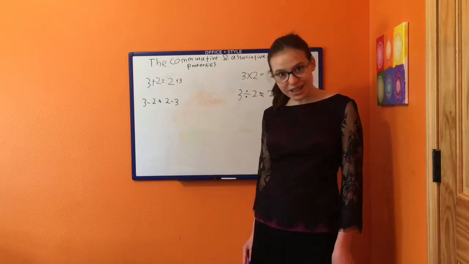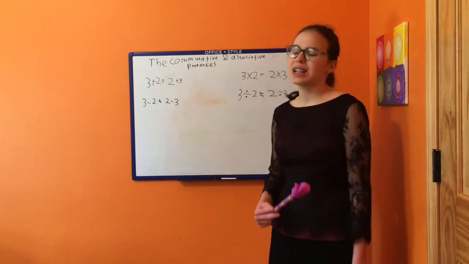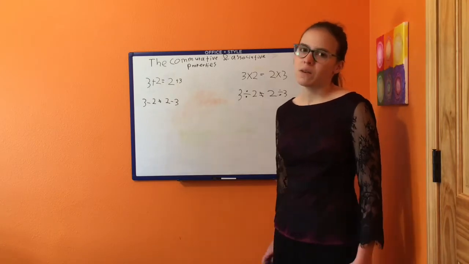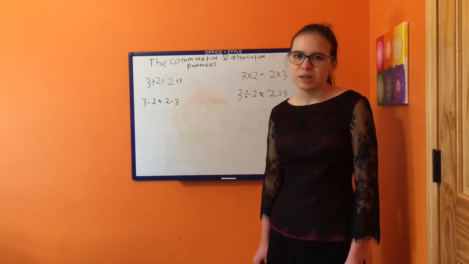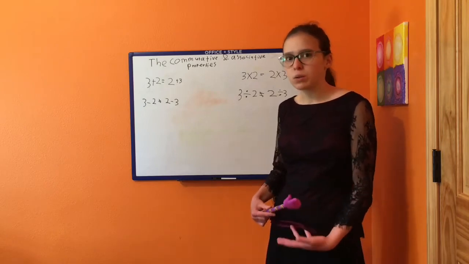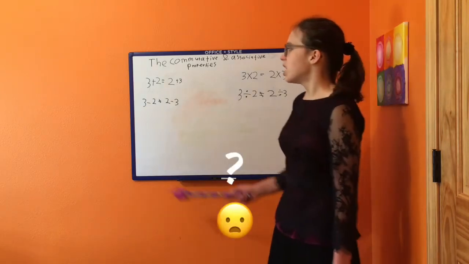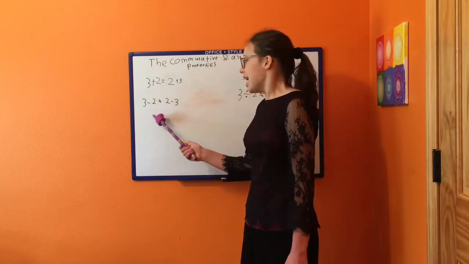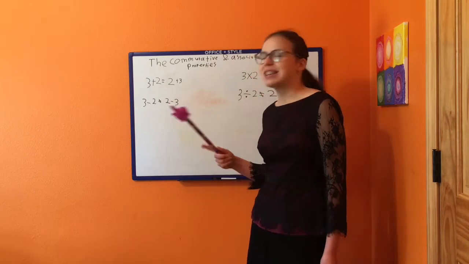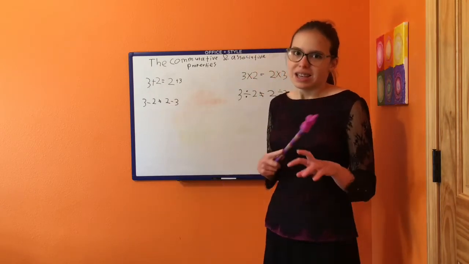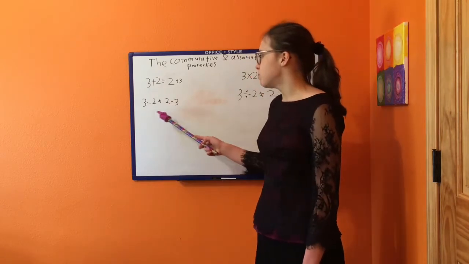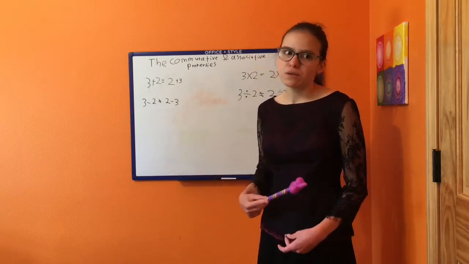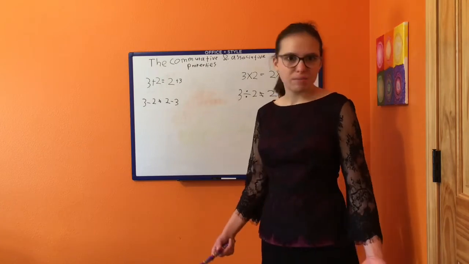It gets a little trickier once you get into division and subtraction. Division and subtraction do not follow the commutative property, which means that it does matter which order the numbers are in. 3 minus 2 is 1, and 2 minus 3 is -1. As you see, it is very important which numbers are in which order, because if you change the order, you will not get the same answer.